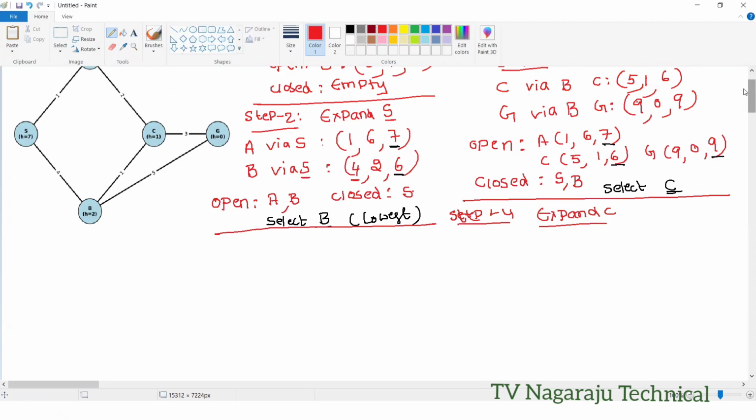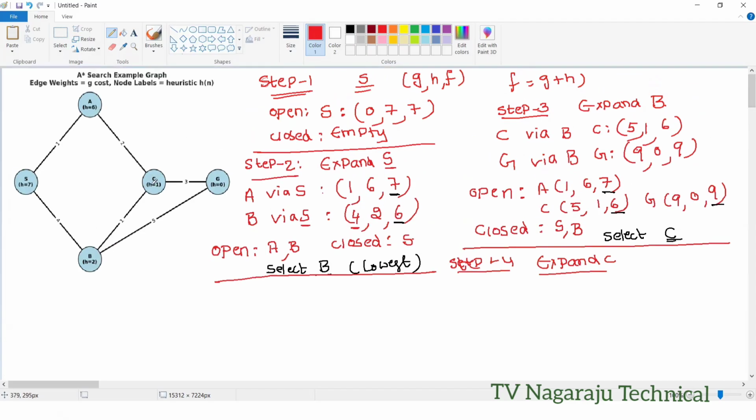So from C, what are the neighbors? One is C to A, another one is C to B, another one is C to G. Now step by step I will write. First I am writing C to G.